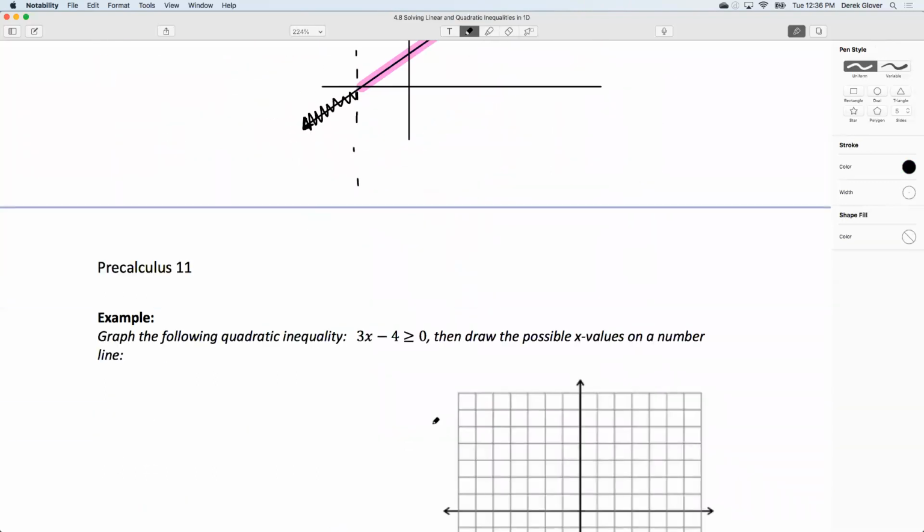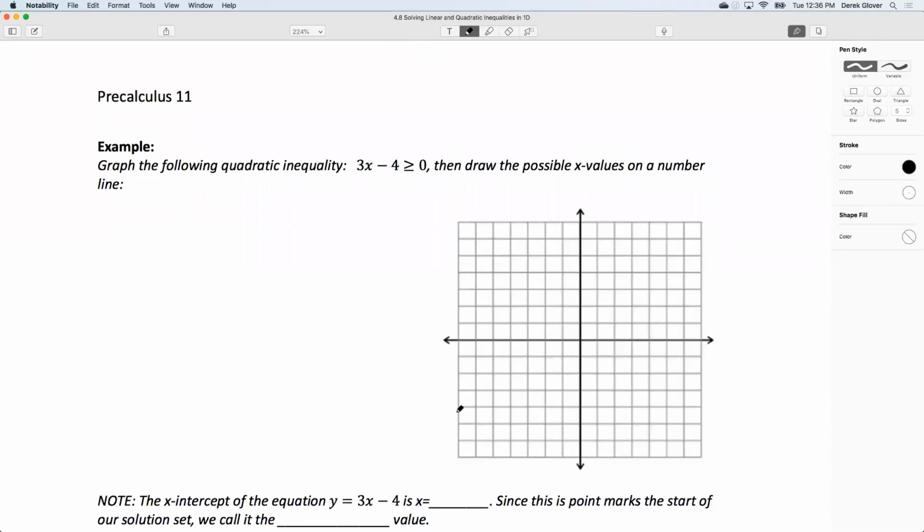So let's try some questions. Graph the following inequality: 3x minus 4 is greater than or equal to 0. Then draw the possible x values on a number line. Okay, so 3x minus 4 is greater than or equal to 0. Technically, we can probably graph this, but we're going to do it on a graphing calculator or on Desmos so that we are a little more exact.